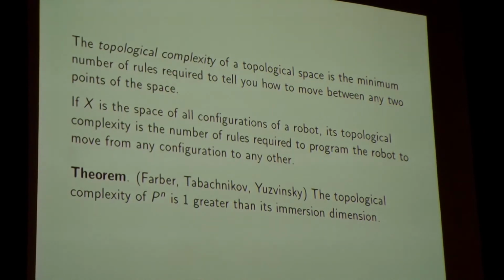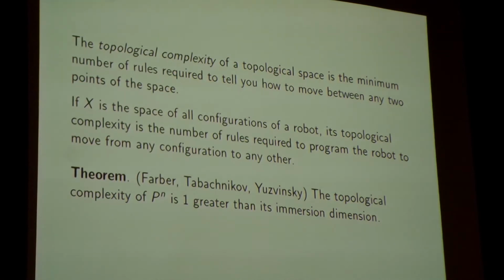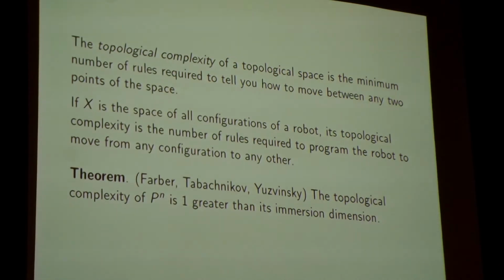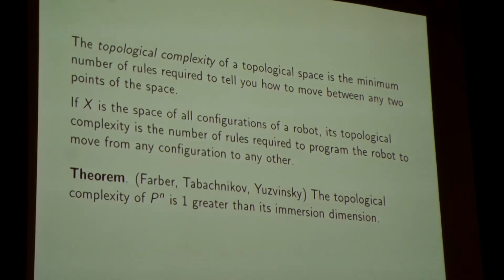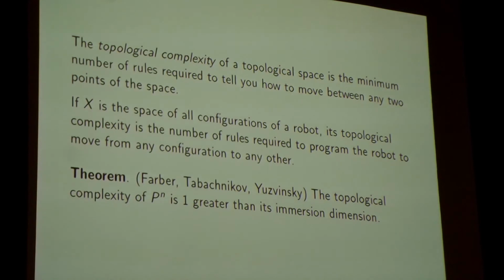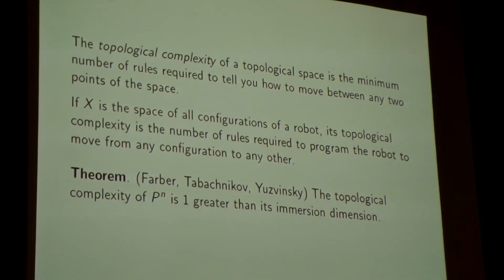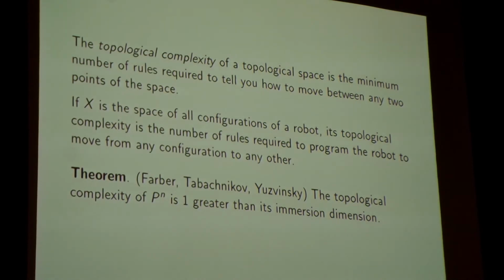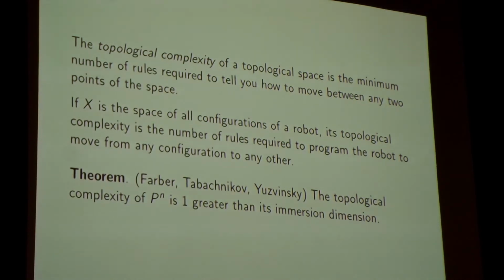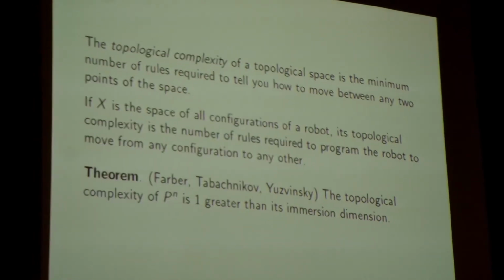However, most of our immersion results are not constructive. Usually, the way we get them is there's obstructions in algebraic topology to making an immersion, and you use algebraic topology to show that all those obstructions are zero. So I don't know that we've got any new motion planning rules for projective spaces that way. But one thing that you can do for sure is you could say that if you have a non-immersion result, then you know that at least that many motion planning rules will be required for the projective space.